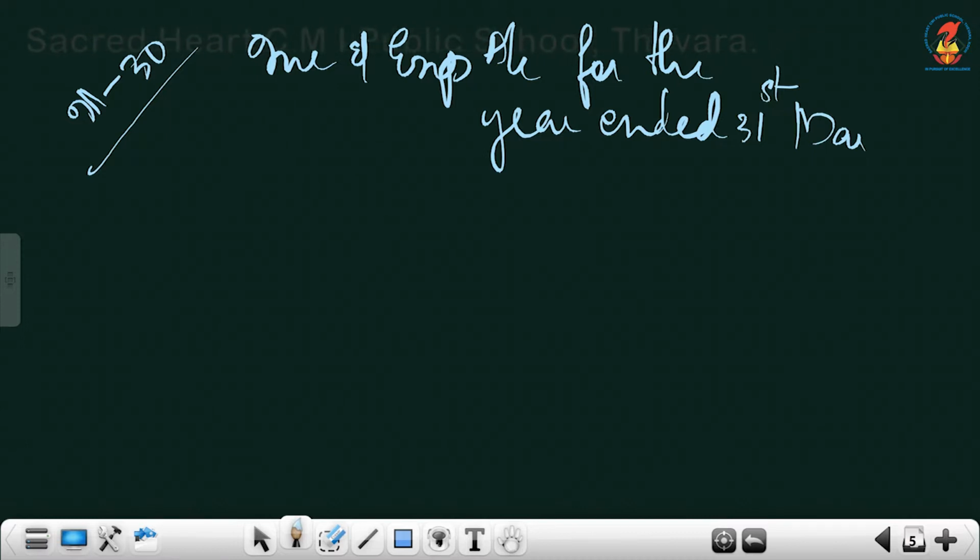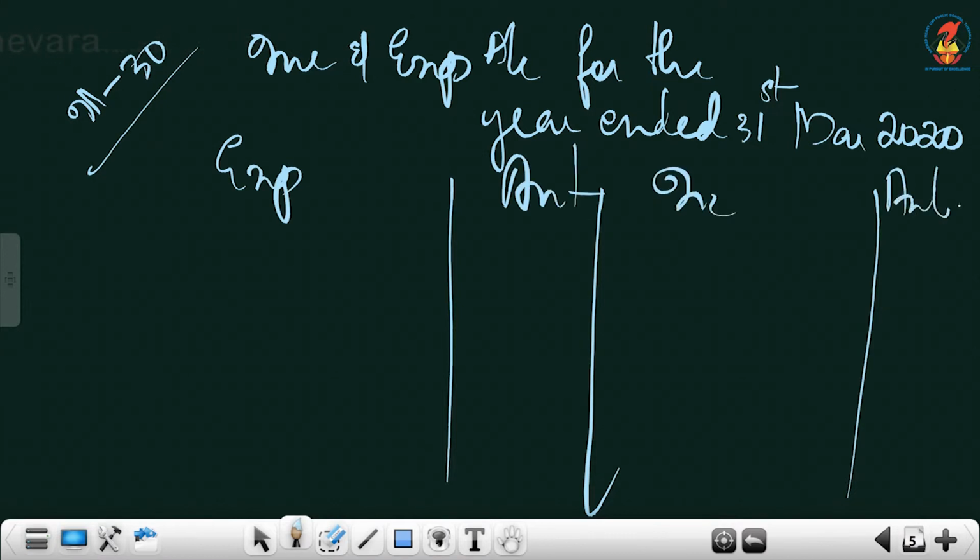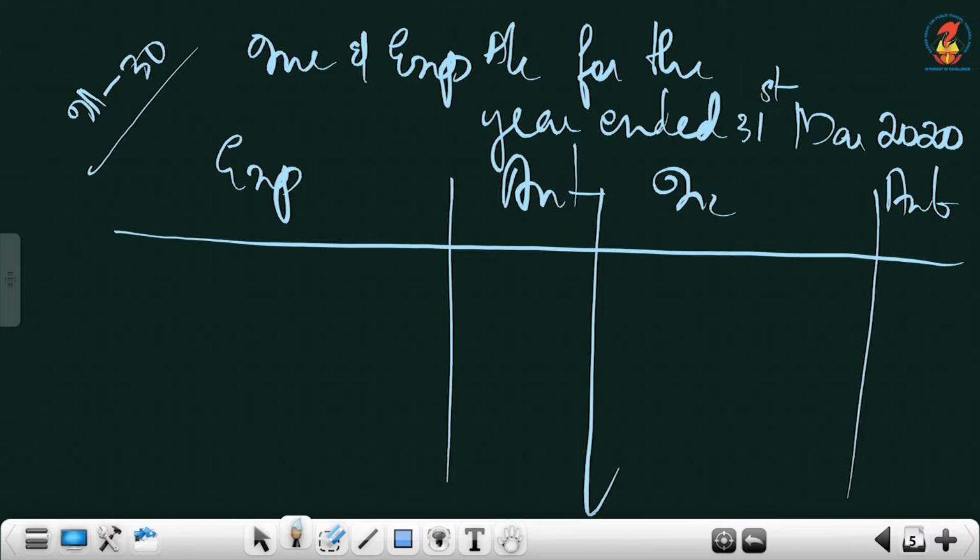What is the date given? 31st March 2020. Expenditure, amount, income, amount. So, we will start with that subscription.